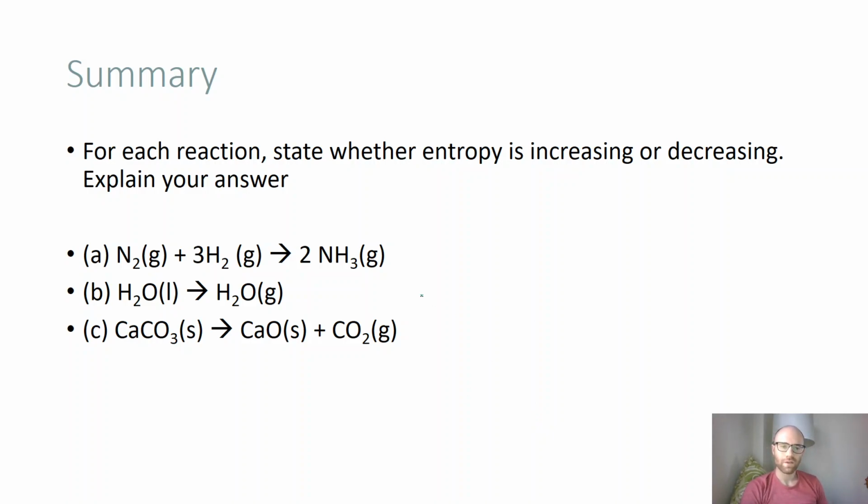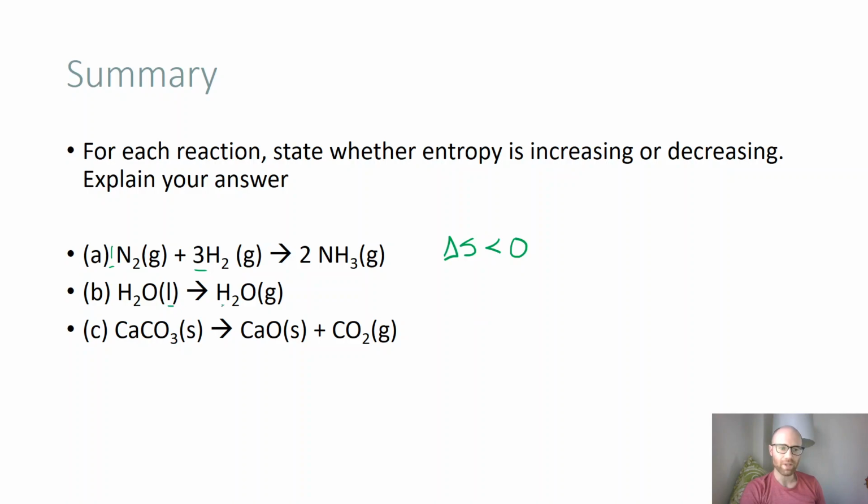So in looking at our first example, using our three metrics, we've got phases, but again, all three phases are the same. But here we've got 4 particles of two substances becoming 2 particles of one substance. So I would say that the entropy here is decreasing.